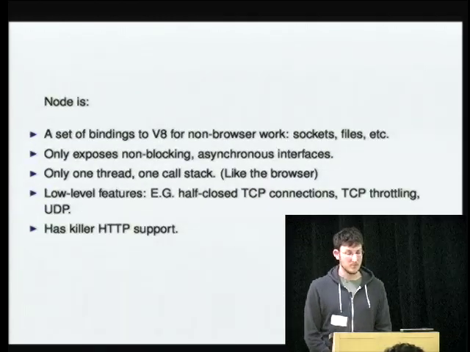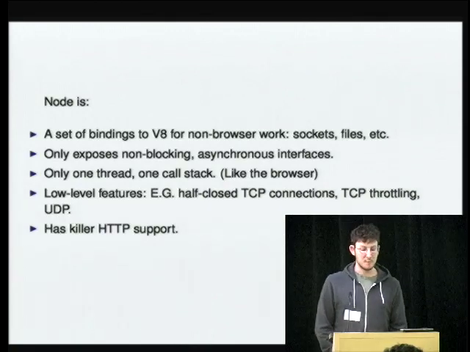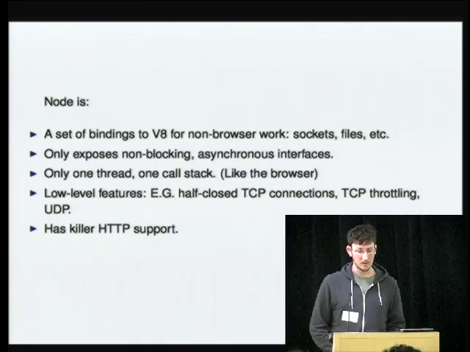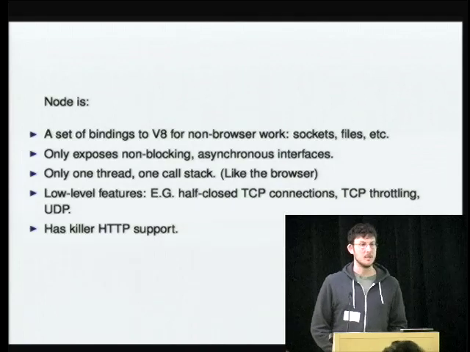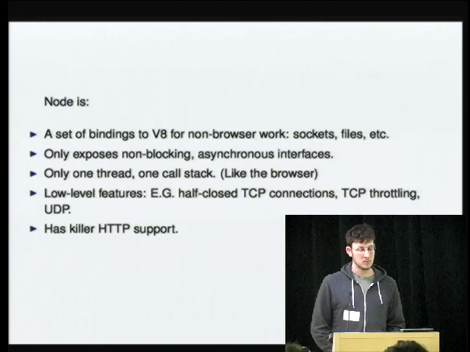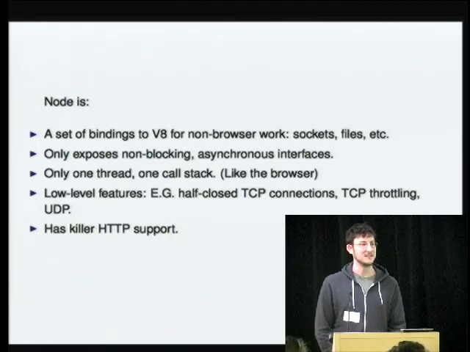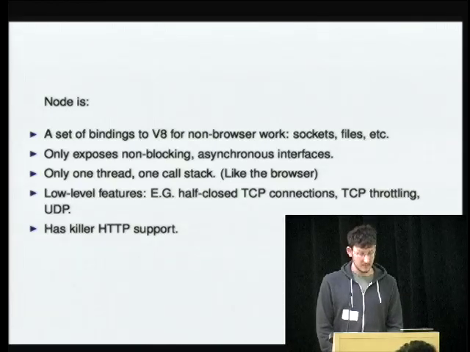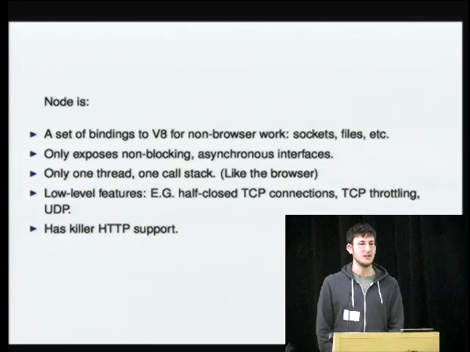So Node is a project to make a set of bindings to V8 to do non-browser work, to access sockets and files and, well, other things. What else is there? I guess that's it. Doing timeouts. So it only exposes a non-blocking asynchronous interface. It's only one thread, and it's only one call stack. There's no green threads inside. There's no coroutines.